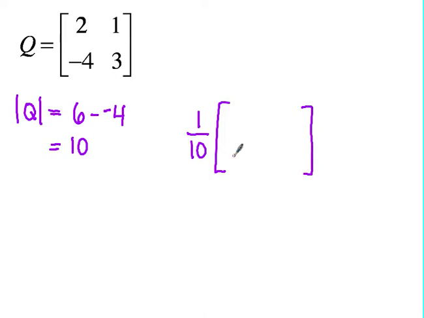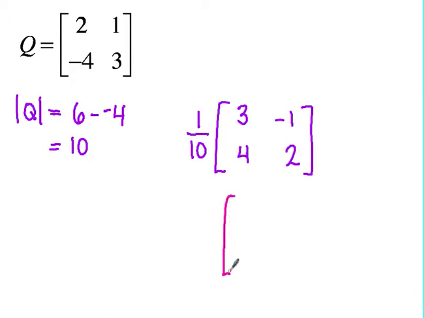So what will be up here in the top left? 3. What's in the bottom right? 2. So I've switched spots. Now what do I need to do? Switch signs. So upper right is negative 1 and 4. So the final step I need to do is distribute that 1/10.